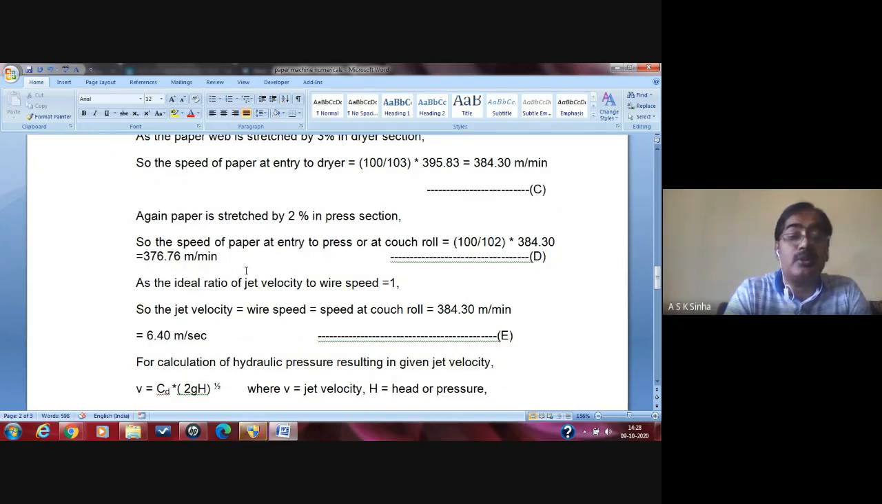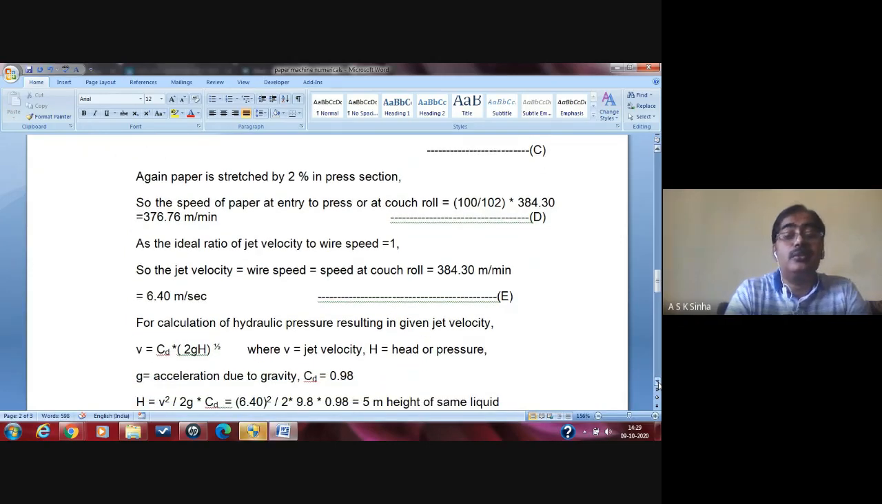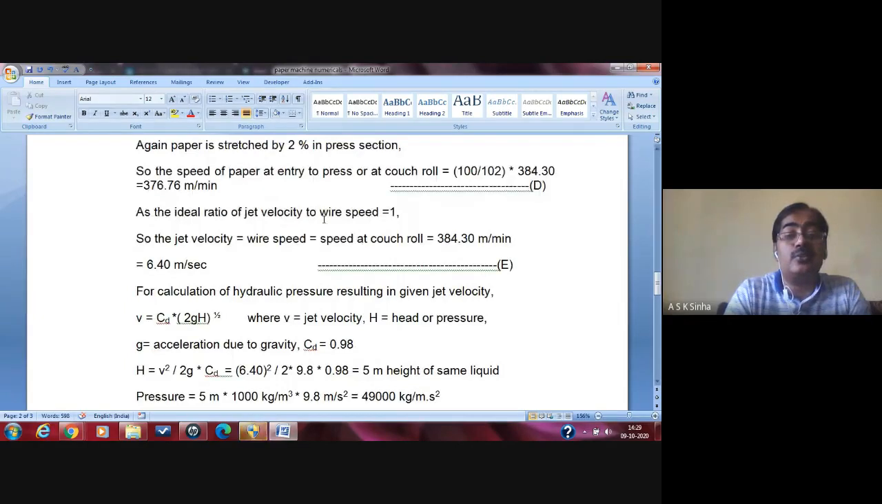So it is coming 376.76 meter per minute. As the ideal ratio of jet velocity to wire speed is 1, normally in most of the machines we are maintaining the jet to wire ratio nearby 1. Right, so we'll be taking here the jet to wire ratio 1. So again, we'll calculate the jet velocity. The jet velocity will be equal to the wire speed, and this is nothing but the speed at the push roll of the wire section of the paper machine. And this will be equal to 384.30 meter per minute.